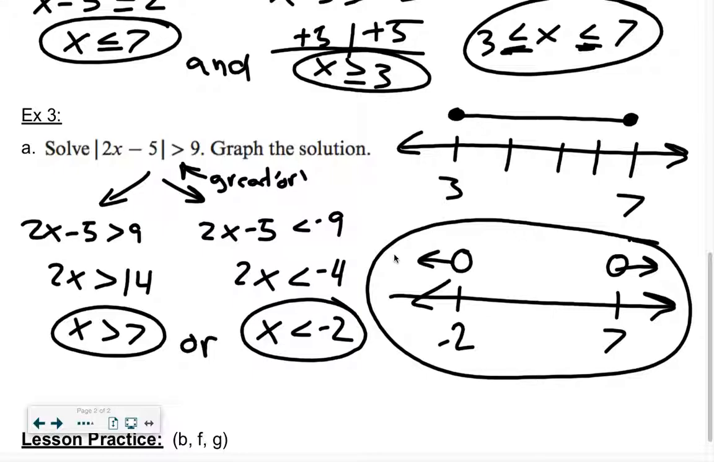Let's only do 2 from the practice set. The 2 that I would like you to do are F and G.